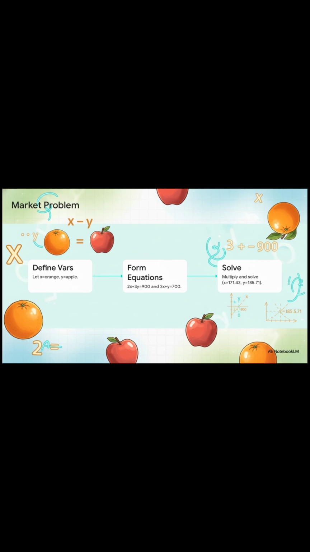Let x be the cost of an orange and y be the cost of an apple. Step 2. Form the equations. 2x plus 3y equals 900, and 3x plus y equals 700.